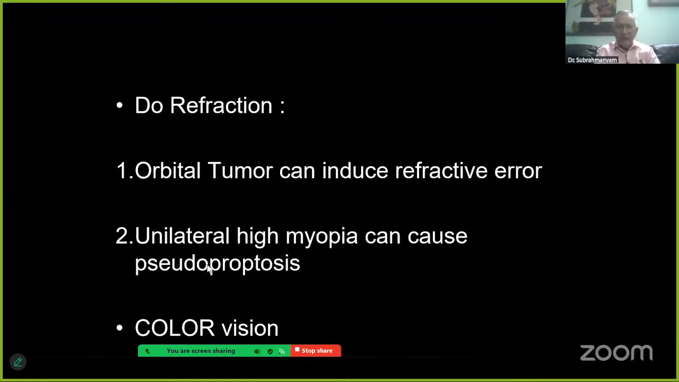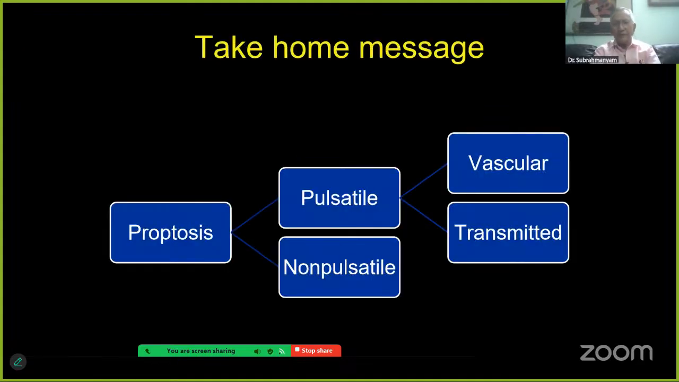In every case, do refraction for 2 reasons: because orbital tumors can induce refractive errors, and unilateral high myopia can cause pseudoproptosis. Examine the color vision to know if there is optic nerve involvement. So this is how you evaluate a case of proptosis.